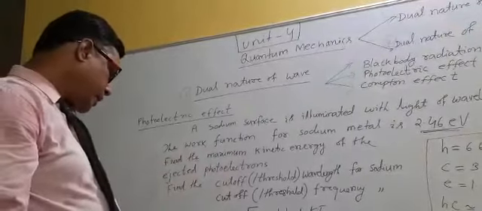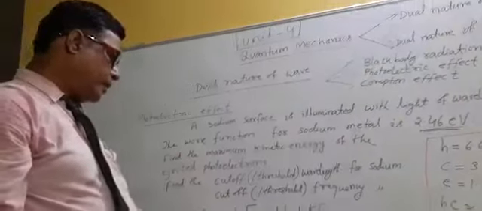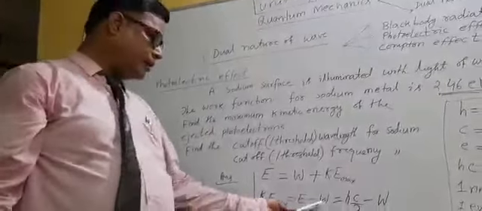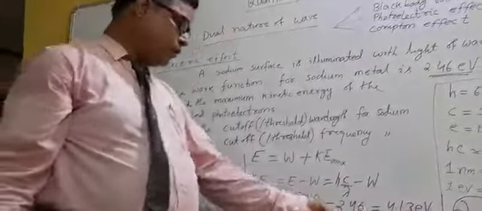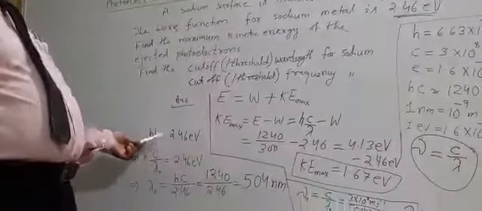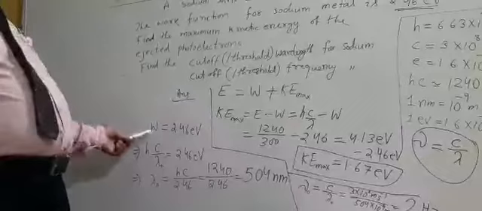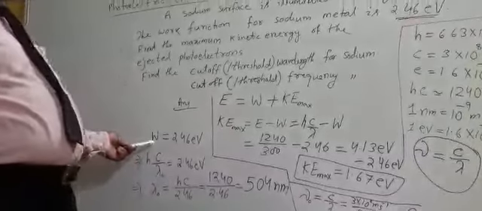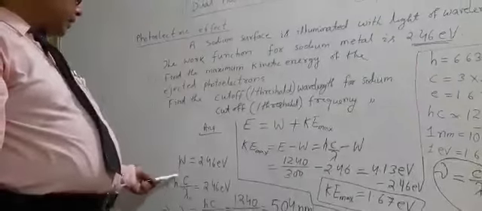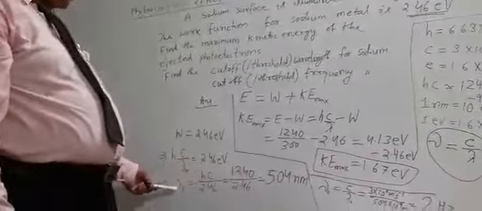So from this photoelectric relation, you first find the energy. So find K max, E minus W. This is the value 1.67 eV, K max. Then the second problem you find from the work function. Work function is hc by lambda naught. Then from this relation you find lambda naught is equal to 504 nanometer.